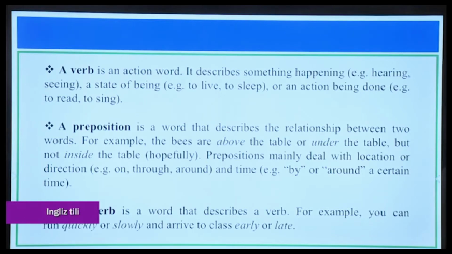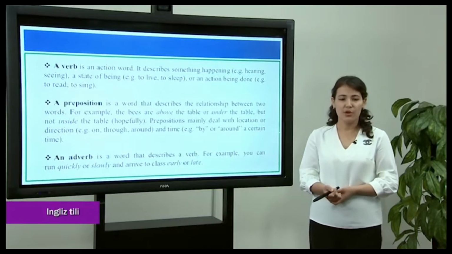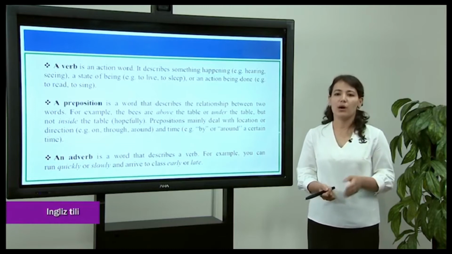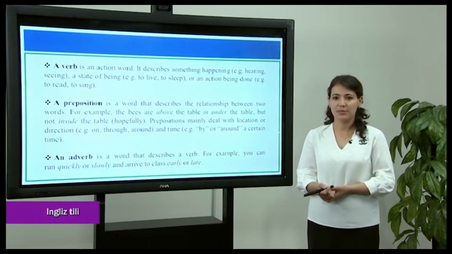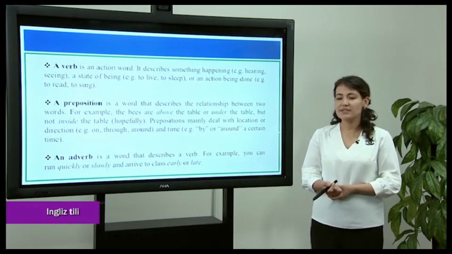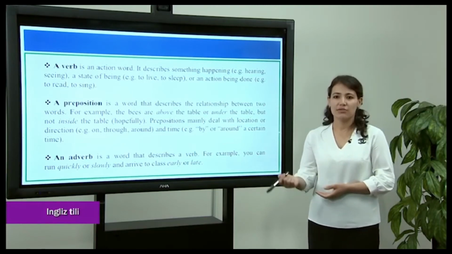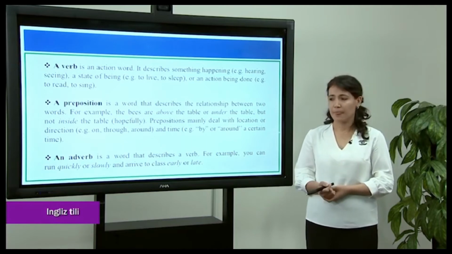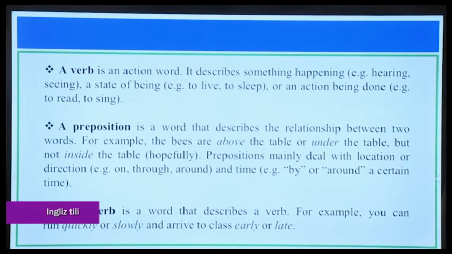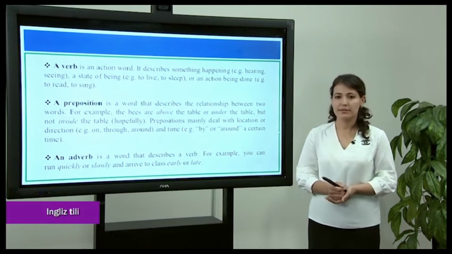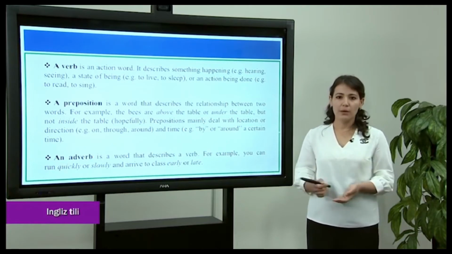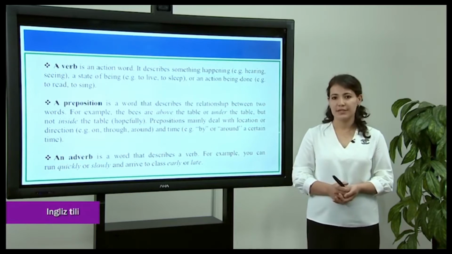A preposition is a word that describes the relationship between two words. For example, bees are above the table or maybe under the table. Usually prepositions deal with places, directions, and time. An adverb is a word that describes a verb. For example, you can run slowly or quickly and come to the lesson early or late. This is an adverb. And now we can give the definition for phrasal verbs.